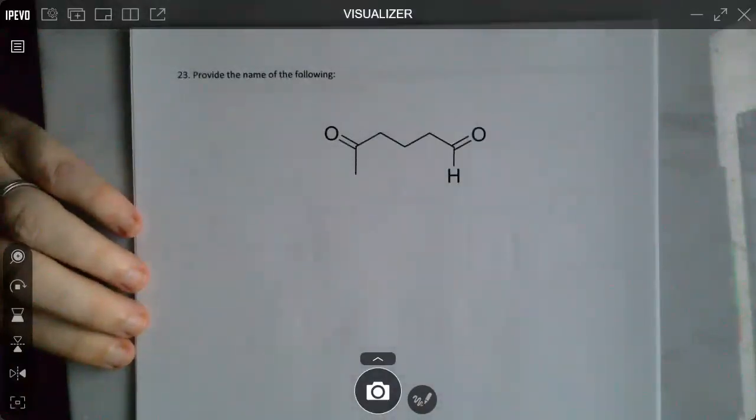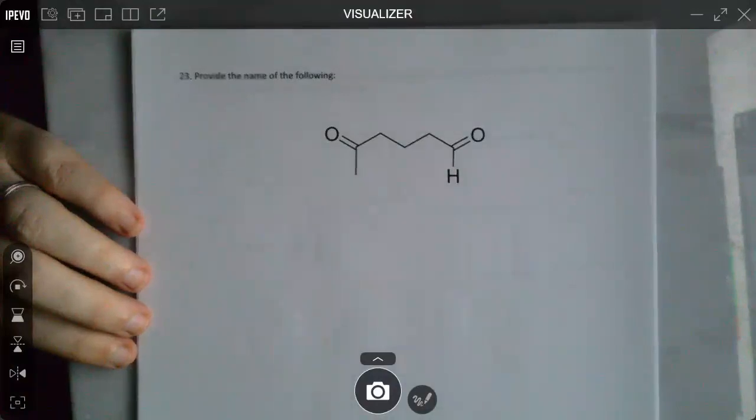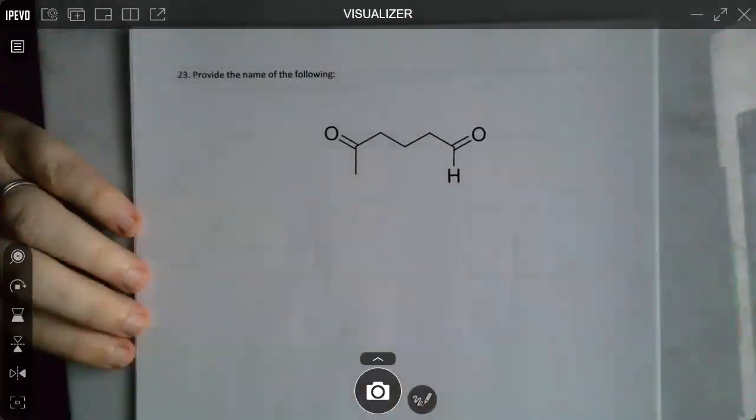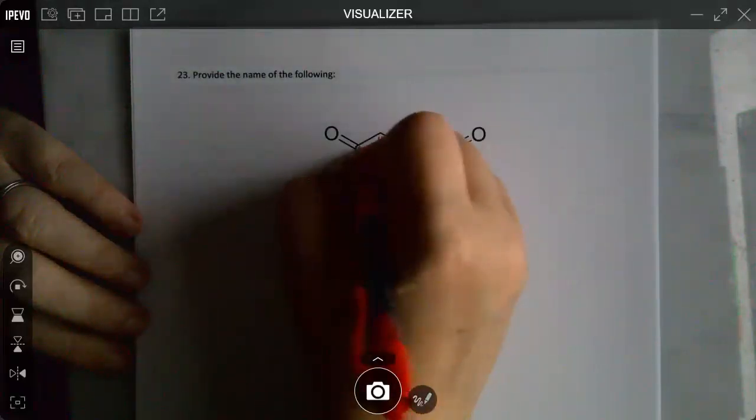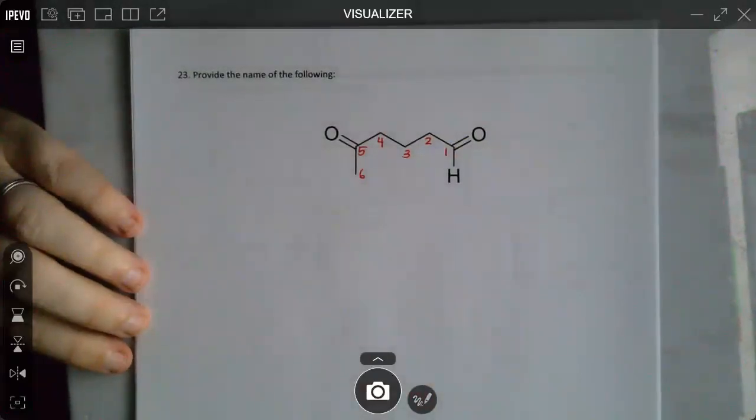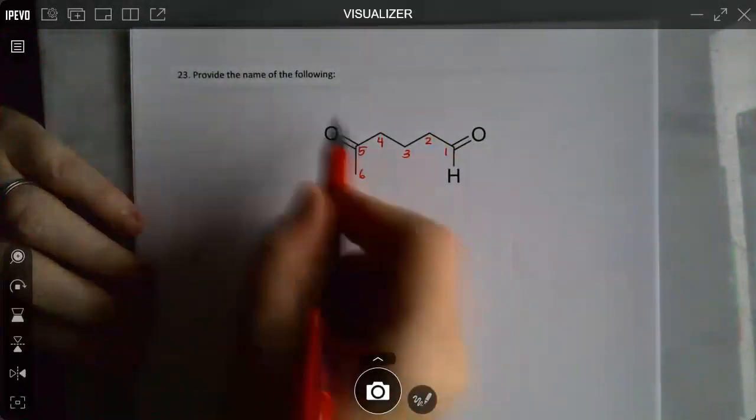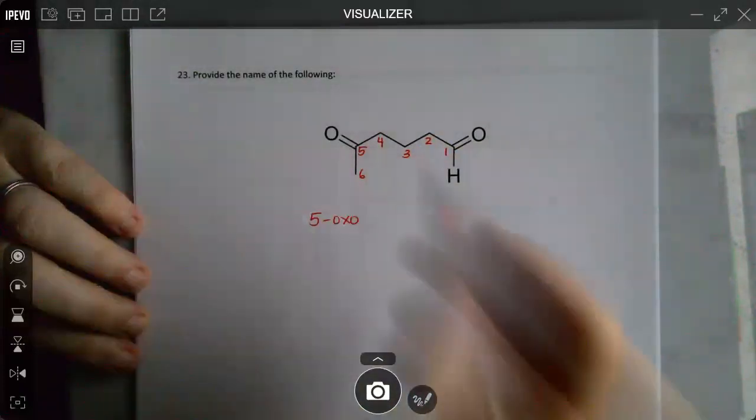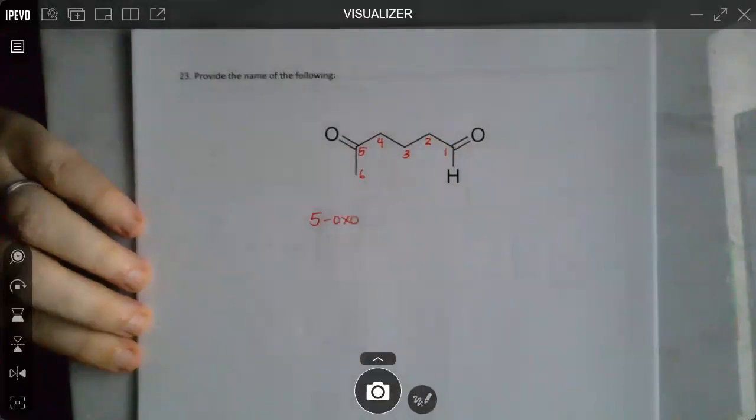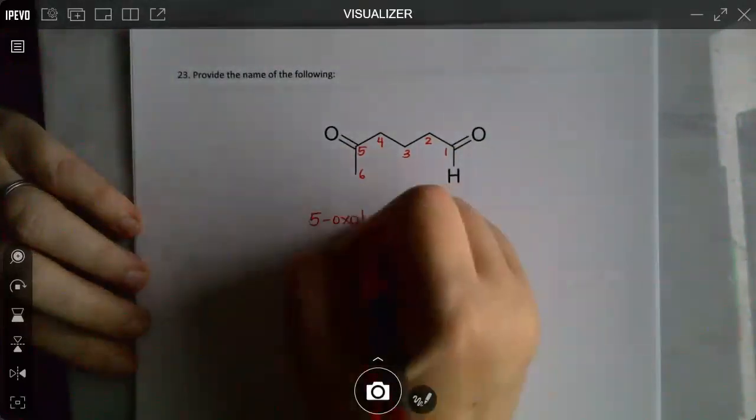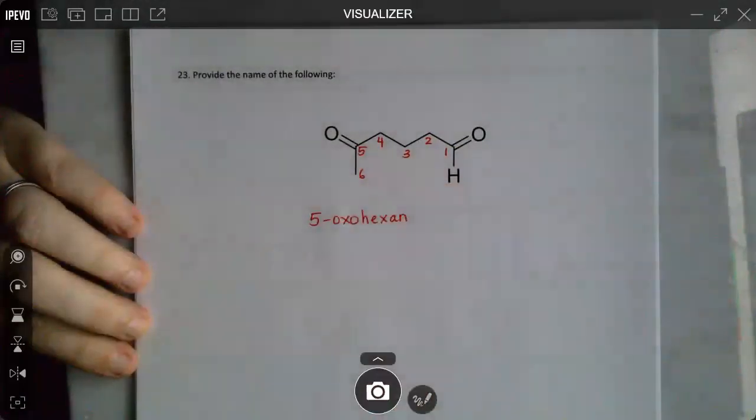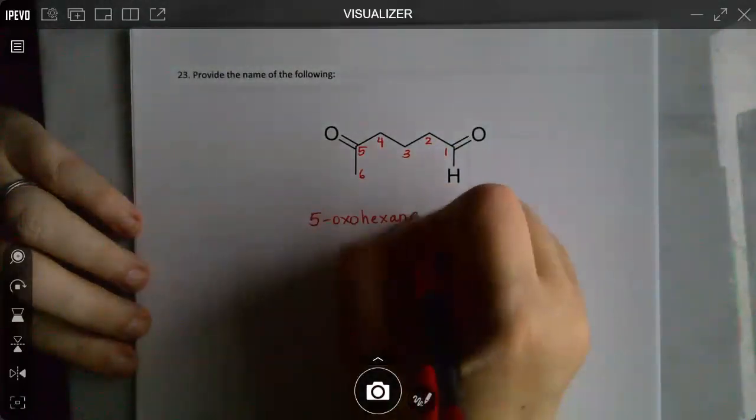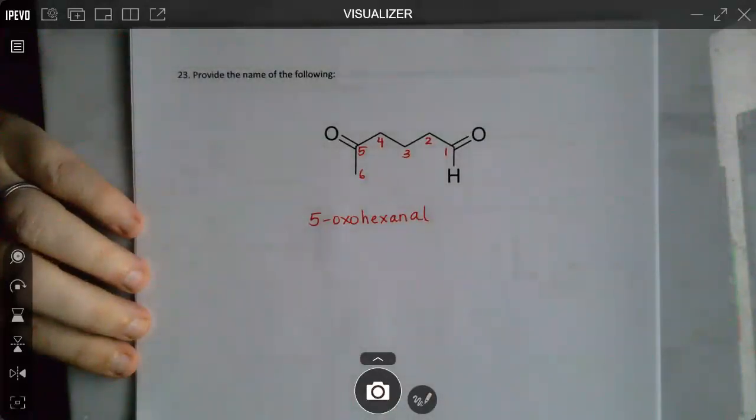Provide the name of the following. So we have both an aldehyde and a ketone. Whenever we have both, we know we're going to name it as an aldehyde because that has a higher priority than the ketone. The ketone will then be a substituent called an oxo group. So this is the only substituent. We have 5-oxo, and then we have 6 carbons in total, right? So this is a hexanal. It would come from hexane, but we drop the E and we add the al, so hexanal.